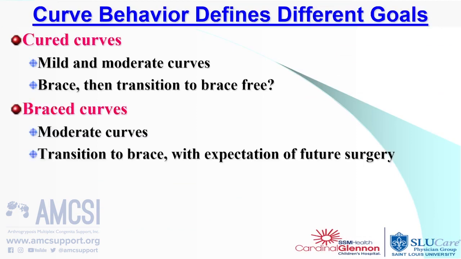But what we're looking for then is to have the cured curves, bring them down as much as we can, but short of that, if we can modulate the curve, so we can allow that child to do a lot of growing without the curve getting much bigger, trying to keep the lung fields as equal as possible, then we're really doing the best that we can.